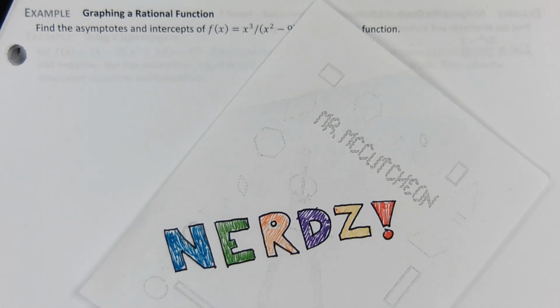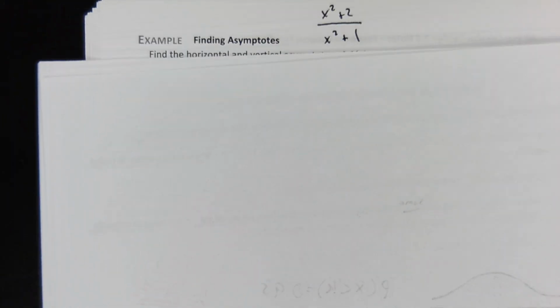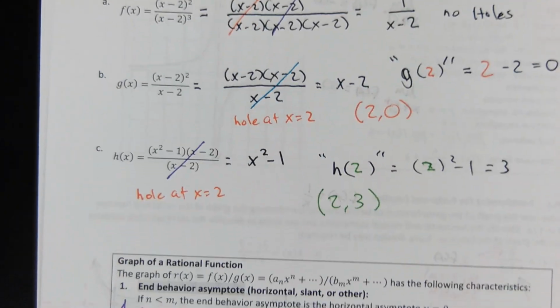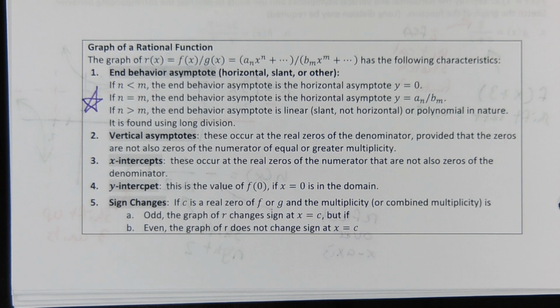Alrighty, so today we're going to continue talking about rational functions. We finished off yesterday talking about end behavior asymptotes, x-intercepts, y-intercepts, and sign changes, things like that. And I put a star next to these end behavior asymptotes.